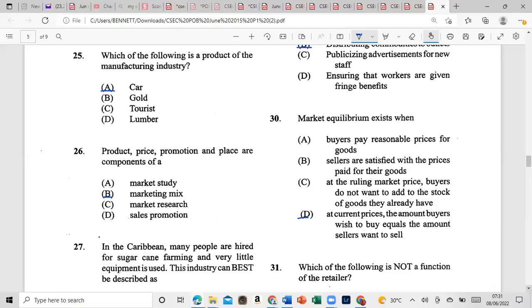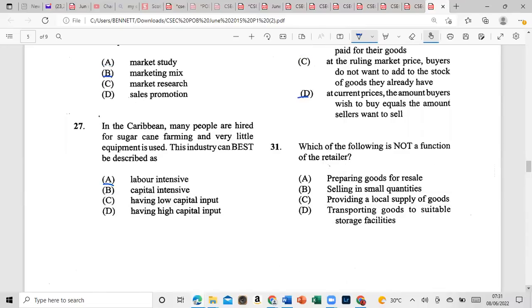All right. So let's move on to 31. We're halfway there. Let's go. Which of the following is not a function of the retailer? A, preparing goods for sale. B, selling in small quantities. C, providing a local supply of goods. Or D, transporting goods to a suitable storage facility.